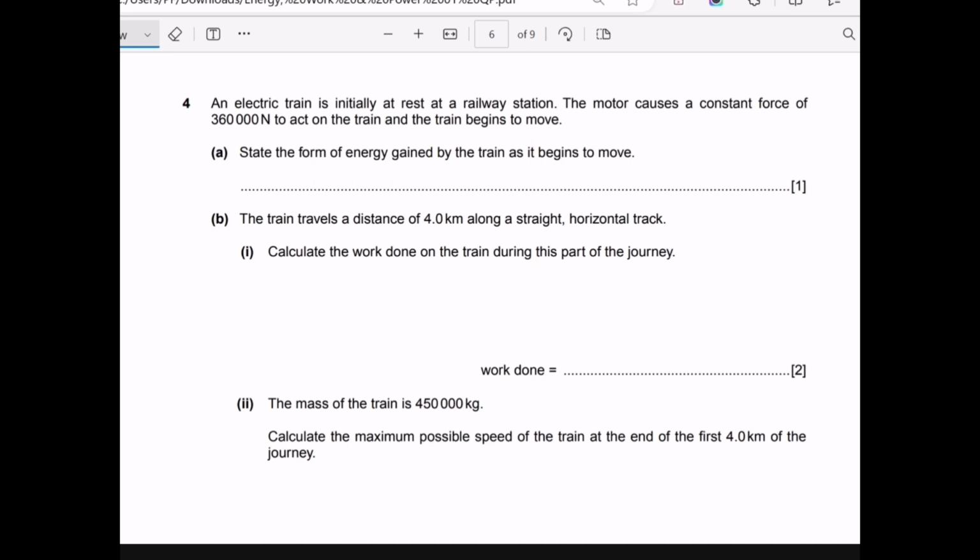Now let's go to the next question and to the last one. An electric train is initially at rest at a railway station. The motor causes a constant force of 360,000 newtons to act on the train, and the train begins to move. State the form of energy gained by the train as it begins to move. So if anything starts to move, definitely it's gaining kinetic energy. The train travels a distance of 4 kilometers along a straight horizontal track. Calculate the work done on the train during this part of the journey. Okay, we know that work done is equal to force times distance.